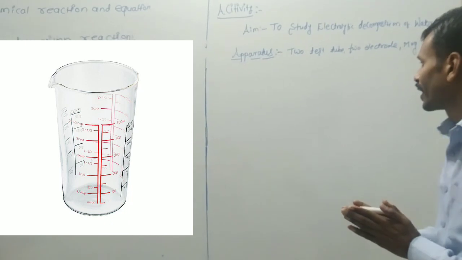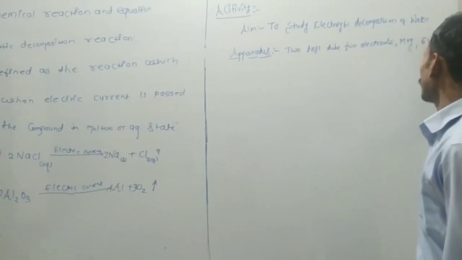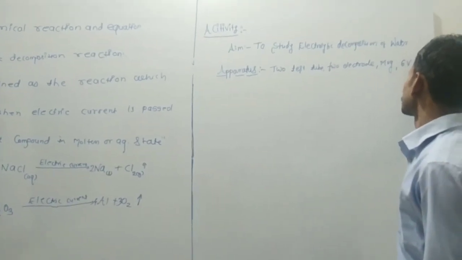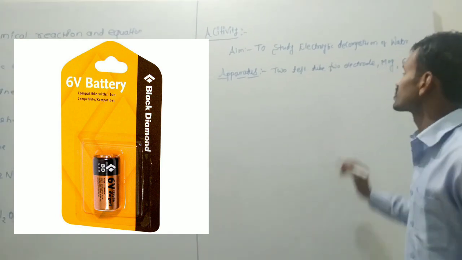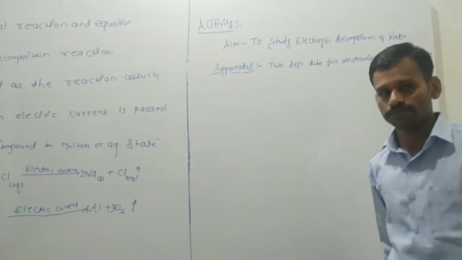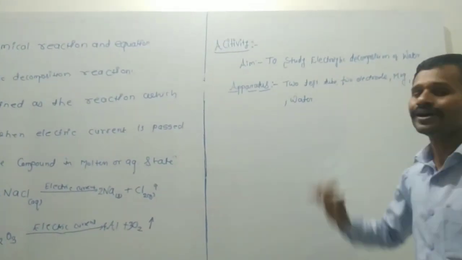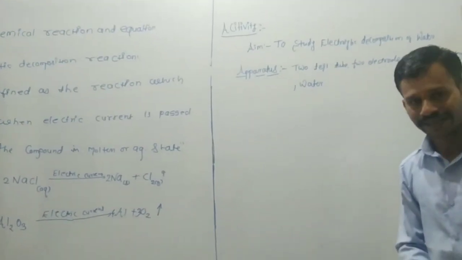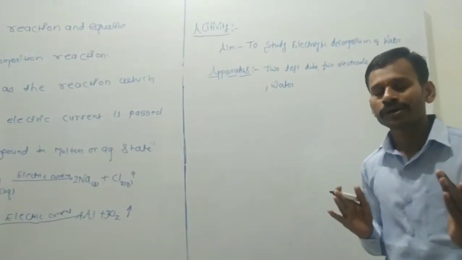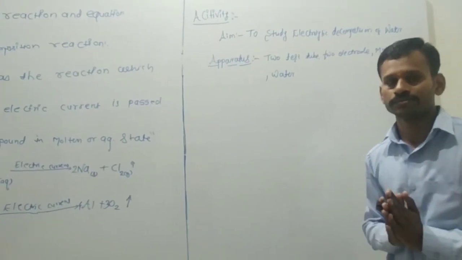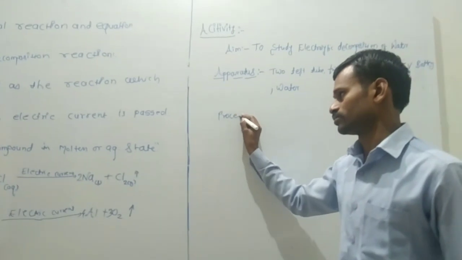So actually, we will also use the 6-volt battery. So this is the 6-volt battery we again use in this activity. After that, we also require water in this reaction. So these are the sufficient requirements. Now we will apply the procedure.